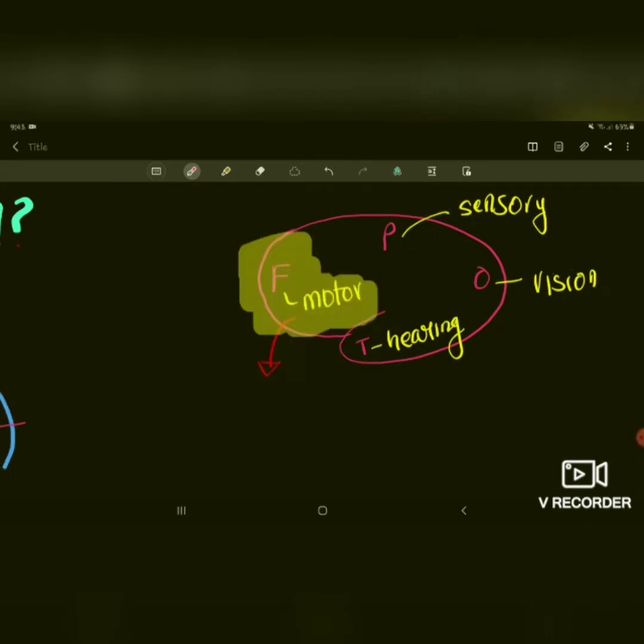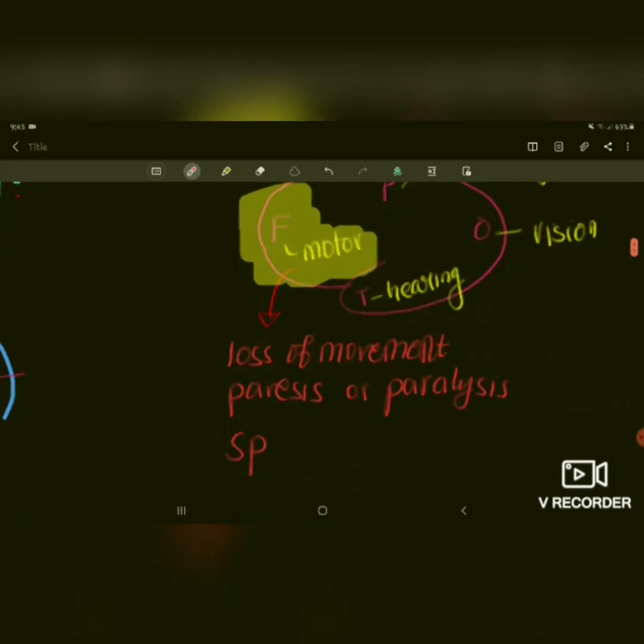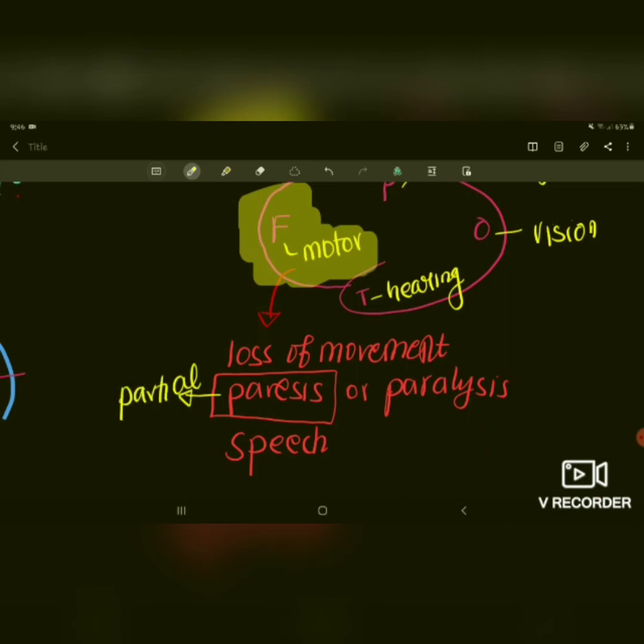So, if there is a motor deficit, it can present as a loss of movement. What else? It can present as a paresis or paralysis. It can also affect speech because your Broca's area is located in your frontal lobe, isn't it? When you say the word paresis, what is it? It means a partial loss of movement. And when you say paralysis, it is a complete loss of movement. So are we clear with it? Let's move on to the next one.